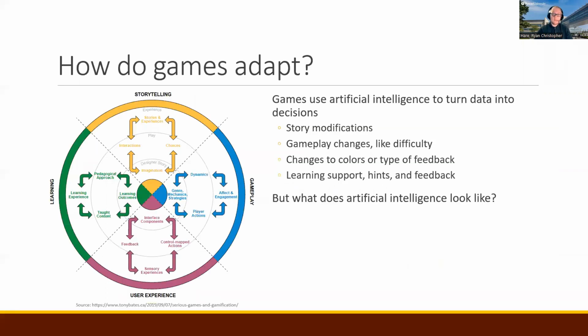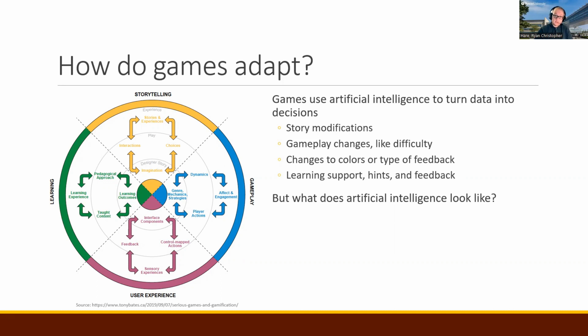But what kind of adaptation can a game do? How can a game use that data to adapt? And what can it do to adjust the player's experience? Well, these games can use artificial intelligence methods to turn player data into decisions. It can modify the game's story. It can change parts of the gameplay, can make it more or less difficult. There's a few examples of games out there that will make the game more difficult if the players are progressing too quickly. Things like that.